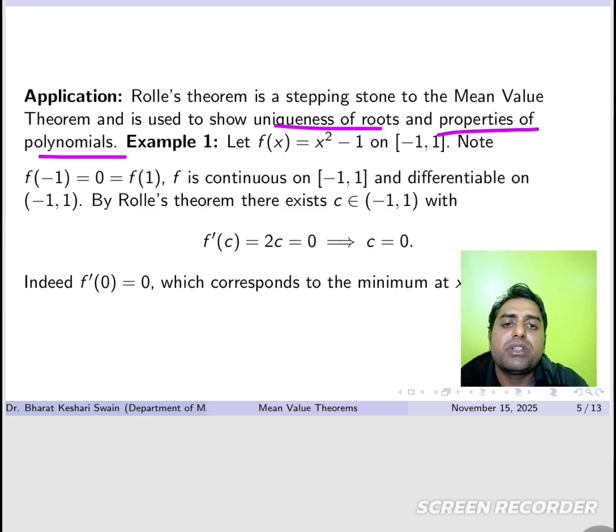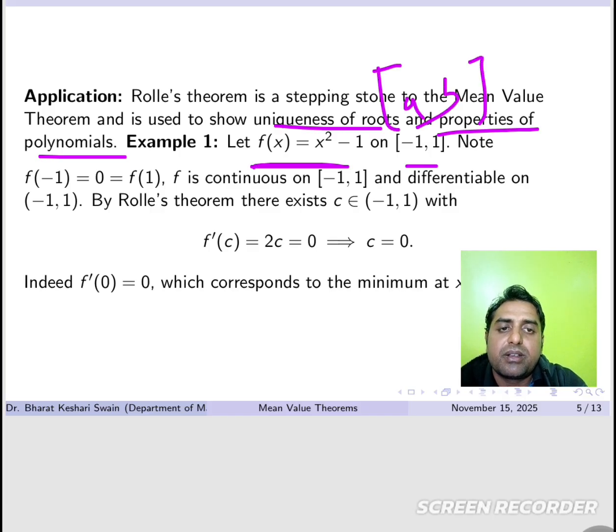One example is f(x) equal to x squared minus 1. We can verify Rolle's theorem. So f(x) equals x squared minus 1 is a polynomial on the interval [-1, 1]. If you compare with the definition, -1 is your a and 1 is your b.